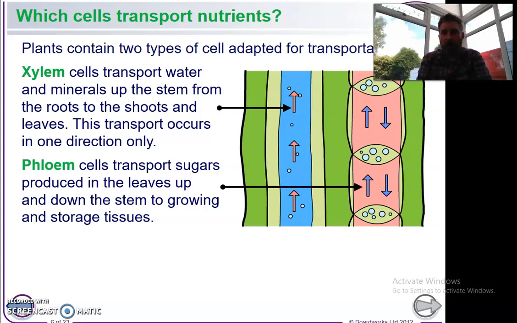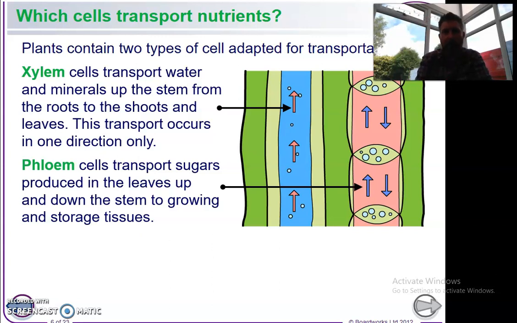So xylem. Now xylem we've looked at the adaptations of specifically in the past. They're made from dead material and they don't have any ends to the cells, and they're basically tubes that water can travel upwards. This is one way only travel. It travels from the roots upwards. Okay, and that's the xylem.